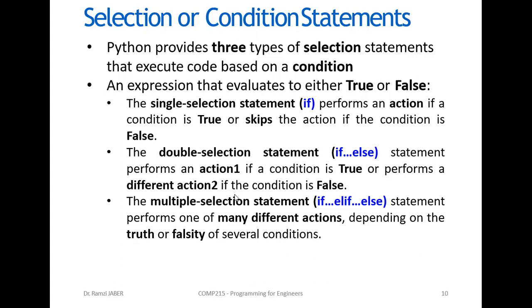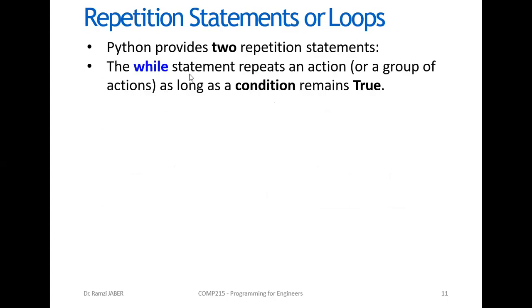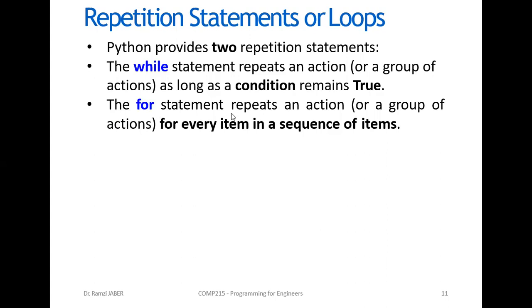So, repetition statements or loops. Python also provides 2 repetition statements. The while statement repeats an action or a group of actions or a block of code as long as the condition remains true, similar to C and Java. The for statement repeats an action or a group of actions for every item in a sequence of items.